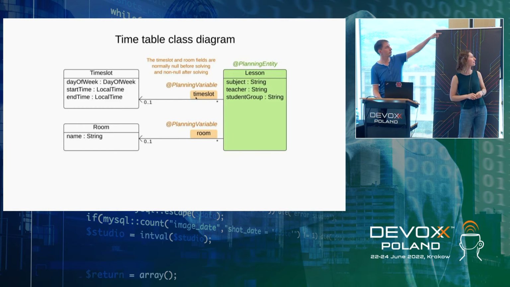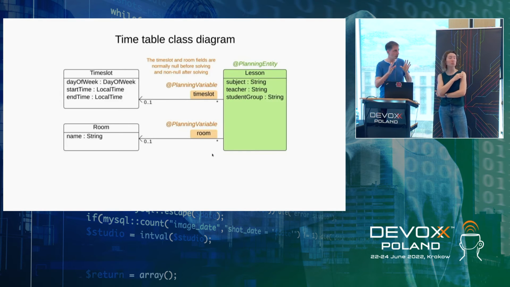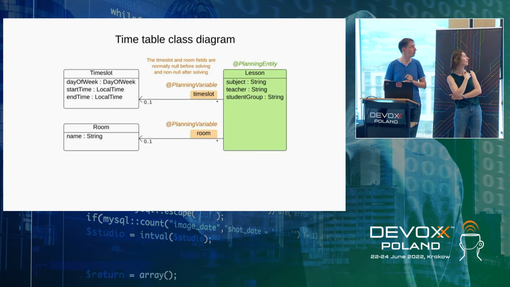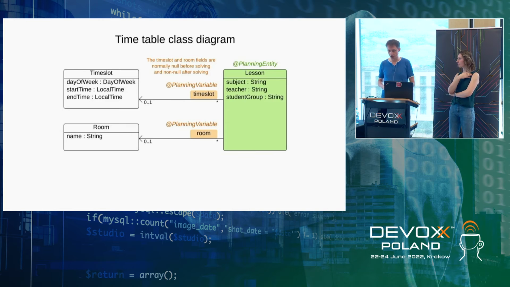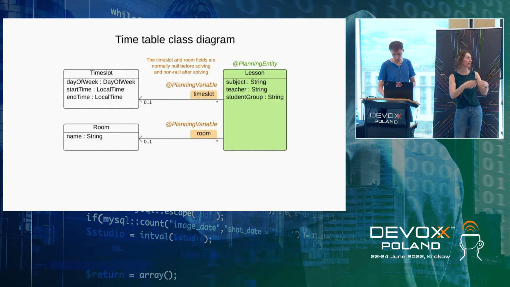So it's not going to try to change the subject or the teacher of a lesson. That would be very bad, right? You want to really limit the amount of decisions it can make. So you say, okay, time slot and room, those are the planning variables, those are the things you can change. And the class that contains these planning variables is called the planning entity class. That's the one that changes during planning. Now OptoPlanner knows what it can touch and recombine, etc.